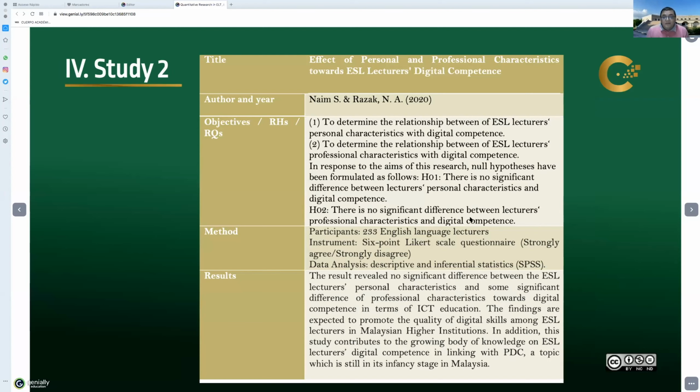This is an international one, about the effect of personal and professional characteristics on ESL lecturers' digital competence. Naeem and Razak stated two objectives and one hypothesis. So you can combine them. You can have research questions, you can have hypotheses, and they are interrelated. They must be interrelated.